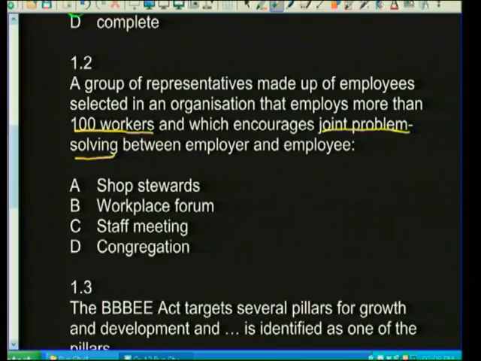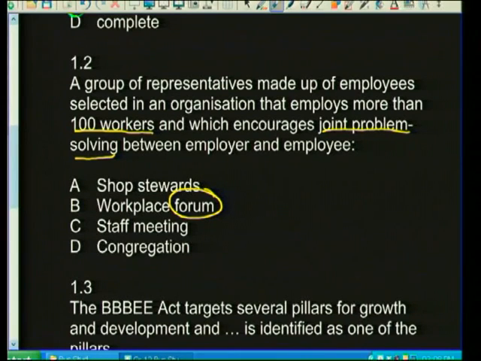Now, as we know, usually the workers will belong to a trade union. The workers will definitely elect someone in the workplace to be their representative, whichever trade union they prefer or select to actually join. So now let's look at what the possible answers are here. Firstly, shop stewards. Now shop stewards are the people we elect to represent us with the trade union. Second one, workplace forum. If you look at the word forum, it immediately implies it's where discussions are going to take place between management and the workers. The next possible answer is staff meeting, and the last one is congregation.